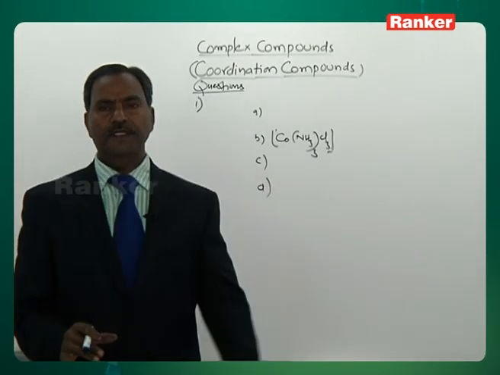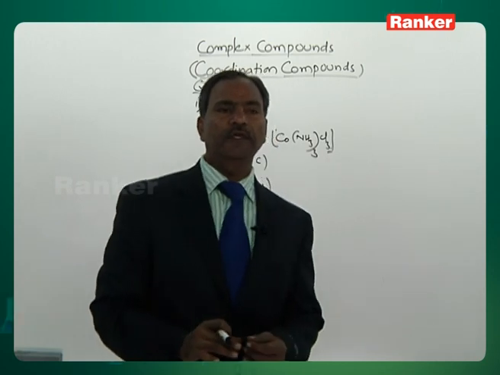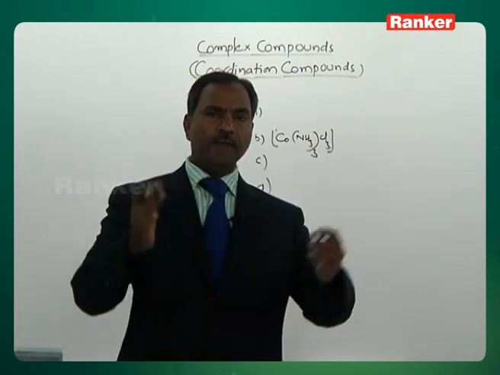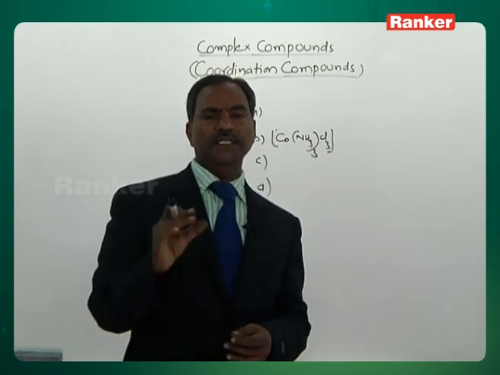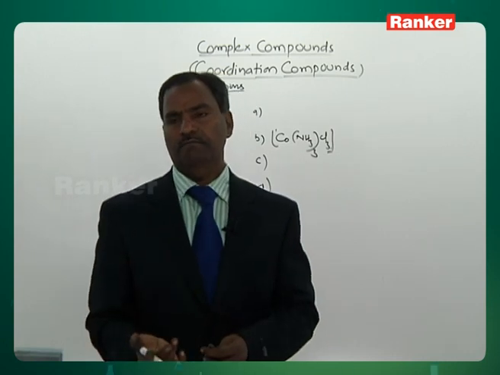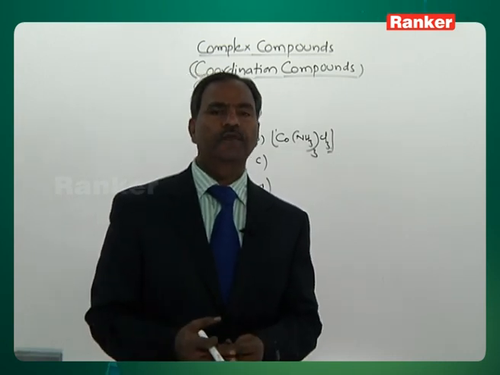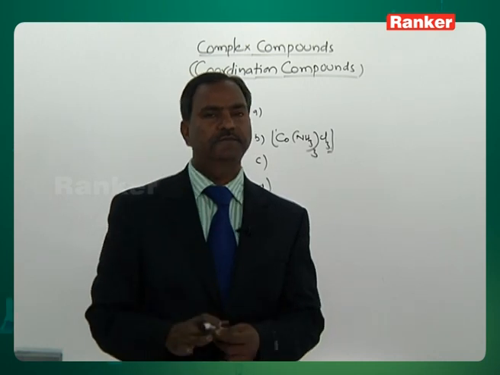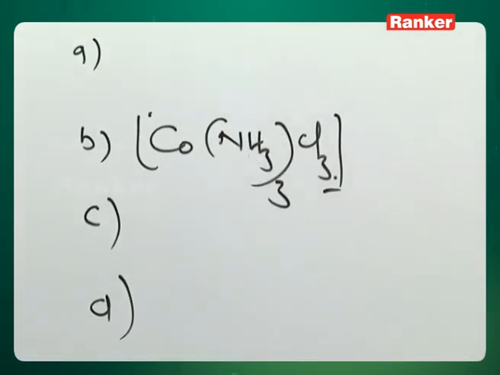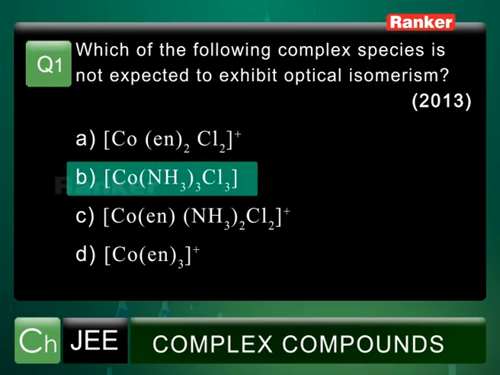This is what we already discussed in optical isomerism, the Ma3b3 type. Either you take the cis isomer or the trans isomer, they are all found to be symmetric. We can cut them into equal halves. So option B is not expected to exhibit optical isomerism. So the answer here is B.